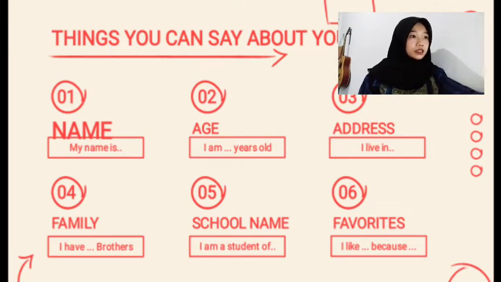Okay, as you can see in the next slide, things you can say about yourself. You can mention your name, your age, your address, your family, school name, and favorites. For example: Hello, my name is Anisa Jannatin. I am 20 years old. I live in Bogor. I have one brother and one sister, and I'm a student of Indraprastha University, and I like reading because it makes me happy.